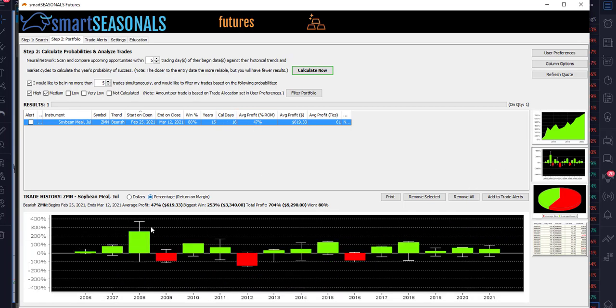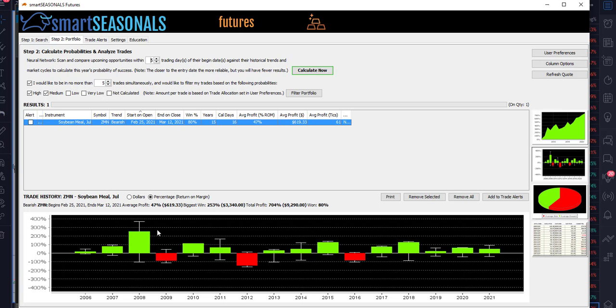And what I like to see when I look at AnyScan, this is our smart seasonal scanner software, is I like to see this nice consistency. I like to look down at the trade history table, and I want to see nice consistency. Doesn't have to be too much or too less, but overall I want to see more green than red, and I want to see consistent trade data.